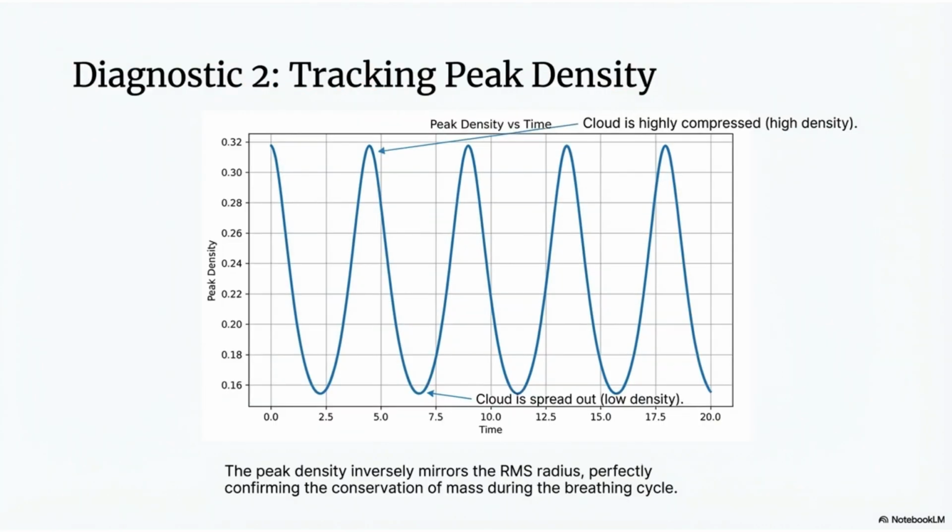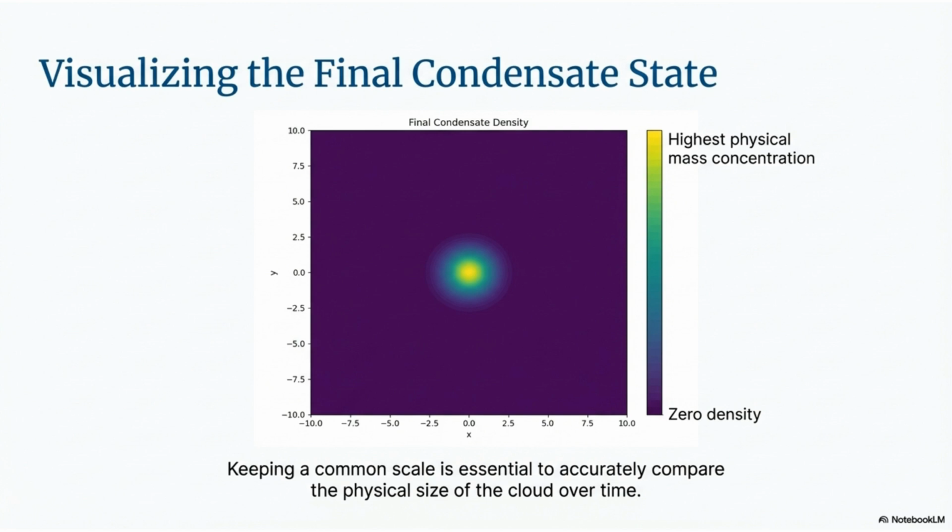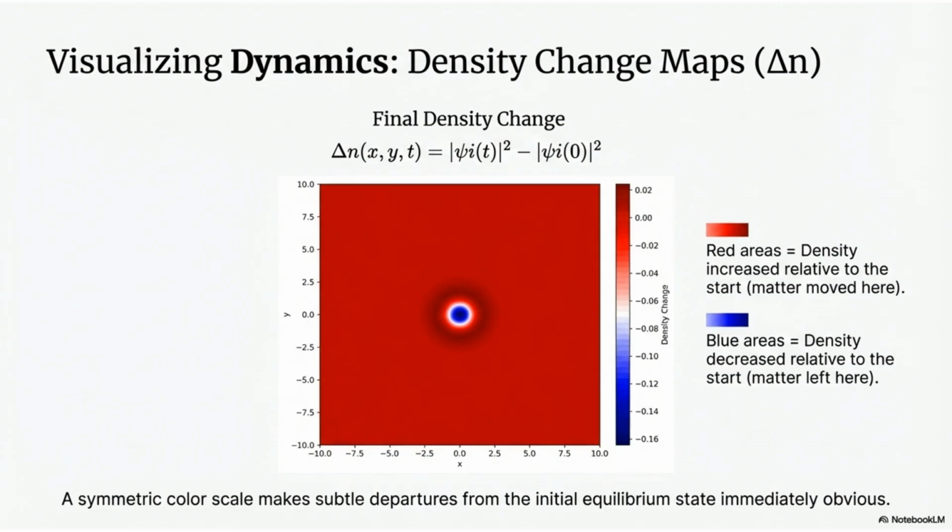Tracking the peak density confirms mass conservation. As the cloud expands and the RMS radius increases, the peak density drops, and vice versa. The peak density curve perfectly mirrors the RMS radius during the breathing cycle. The final condensate state shows a clear mass concentration at the center, with density decreasing outward. Using a common scale for all density plots is essential for accurately comparing the physical size of the cloud over time. Density change maps, delta n, visualize the dynamics.